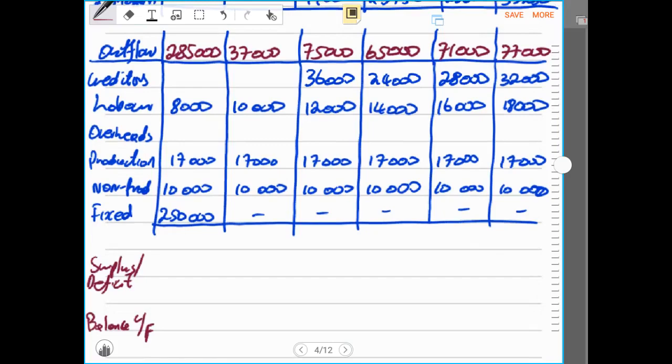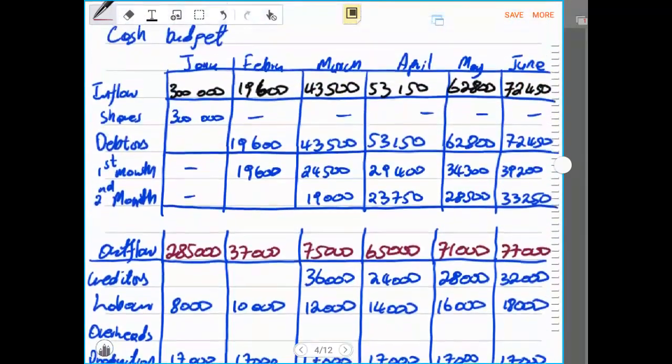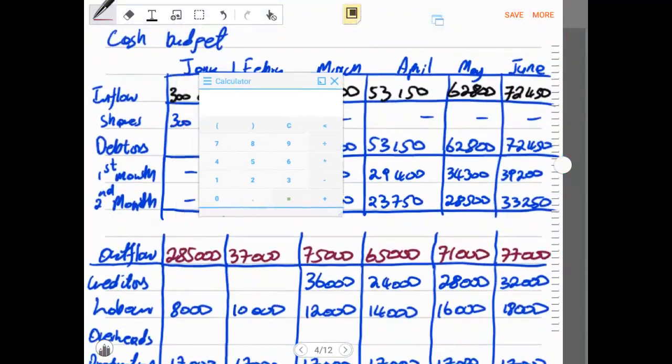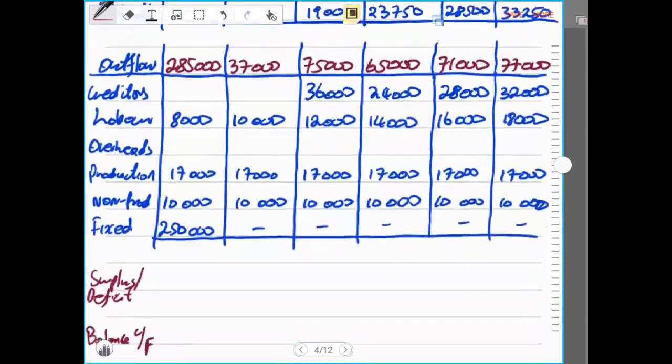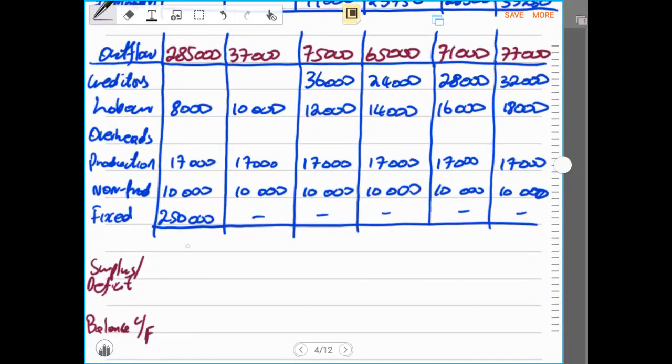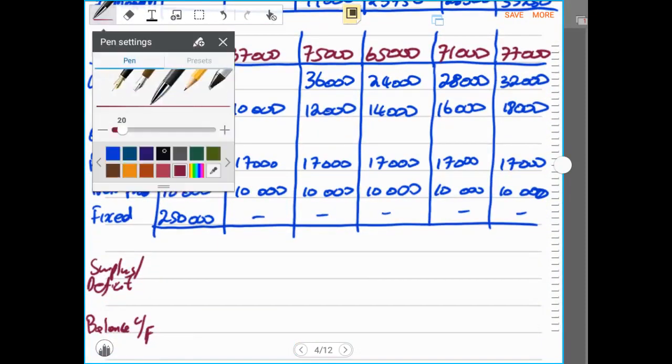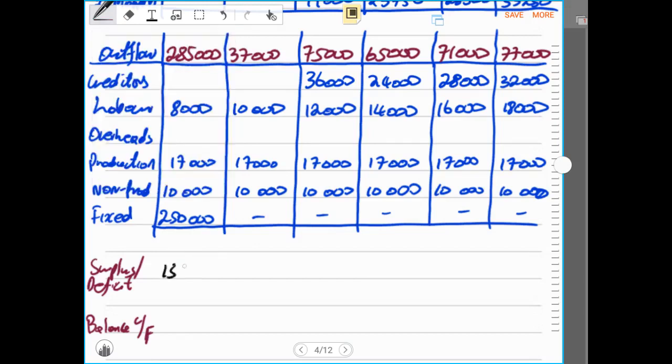Then after we start from the inflows, and we say we have inflows of 300,000 in the month of January, less 285,000. That will give us 15,000 rands. And 15,000 rands will be a surplus. We record the 15,000 rands. Then after, it will be a balance at the end.